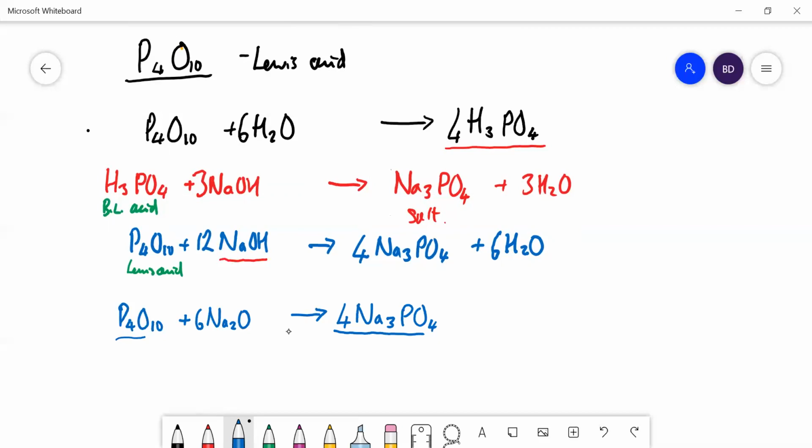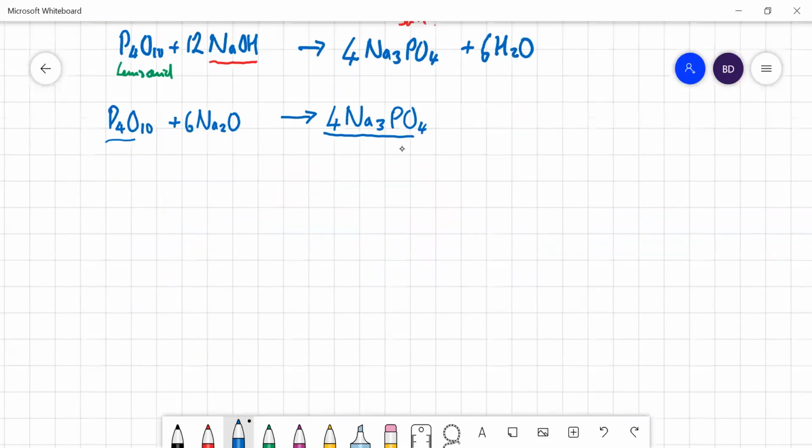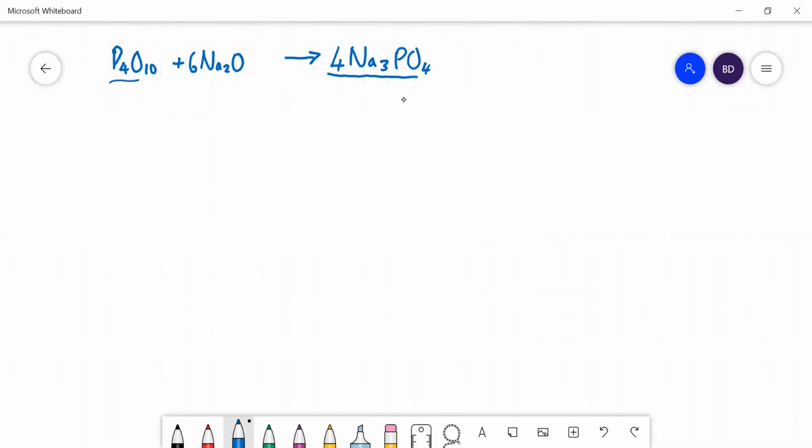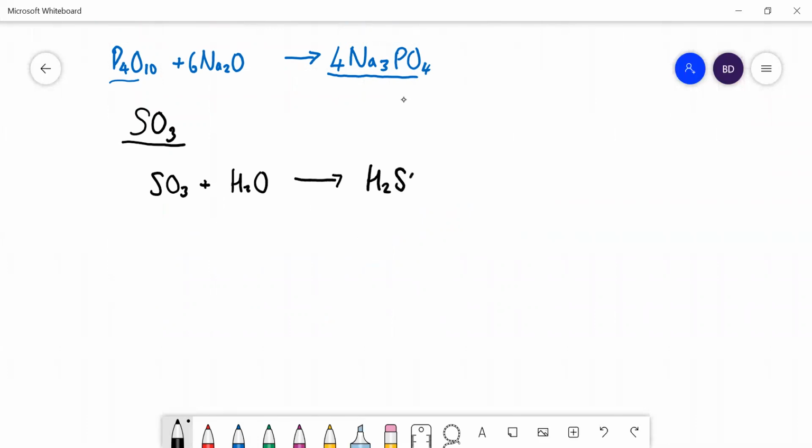Okay, let's look at SO3, and you'll see how similar that is to P4O10. SO3 reacts with water to form sulfuric acid. So SO3 plus H2O is going to give us H2SO4, and that equation is balanced.